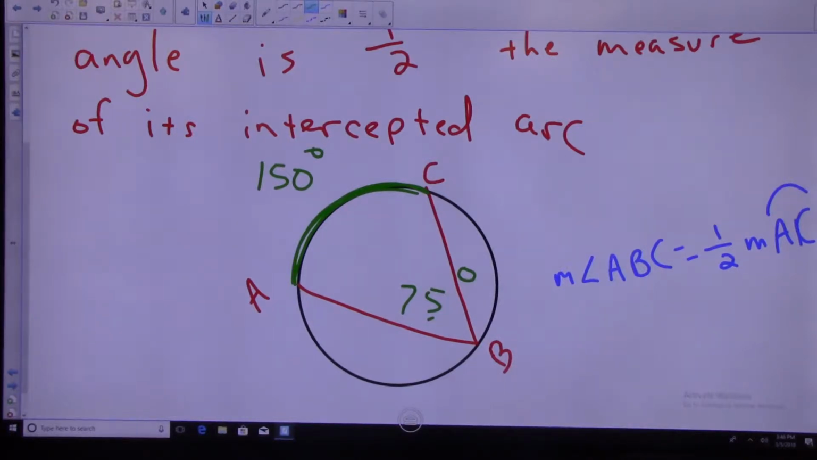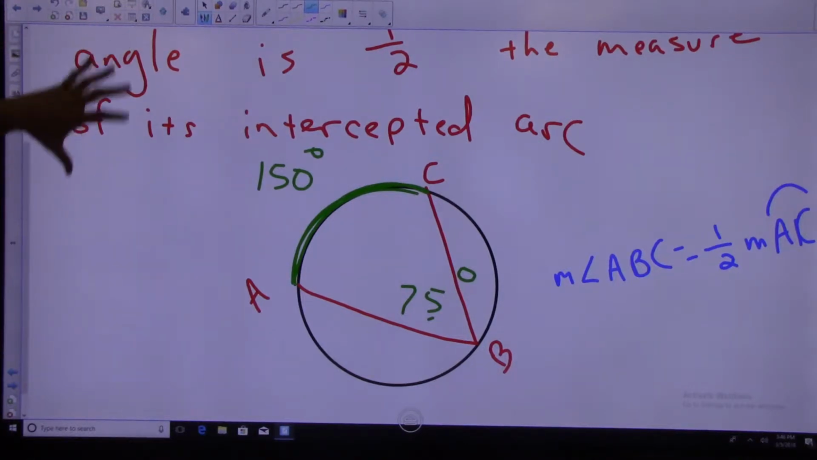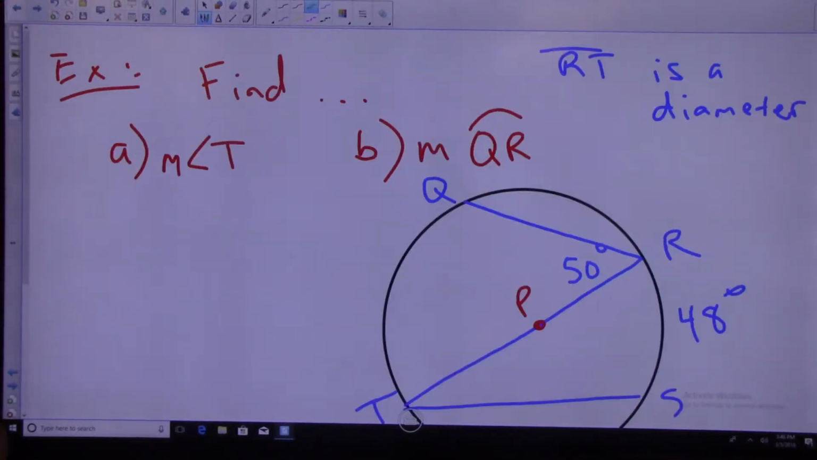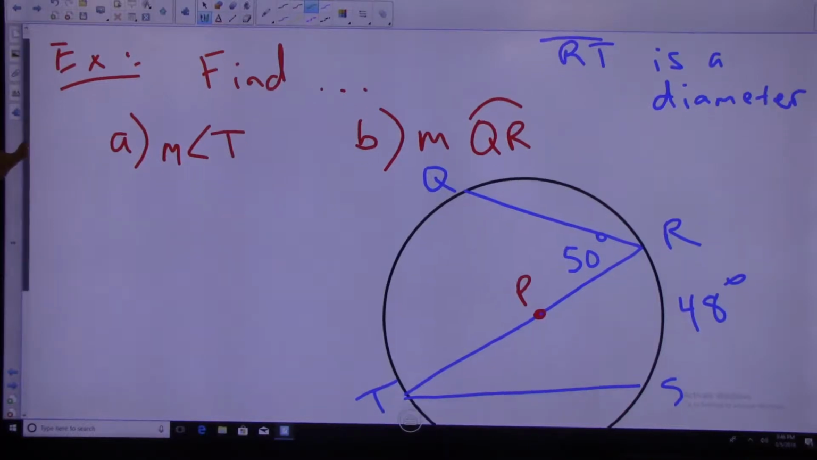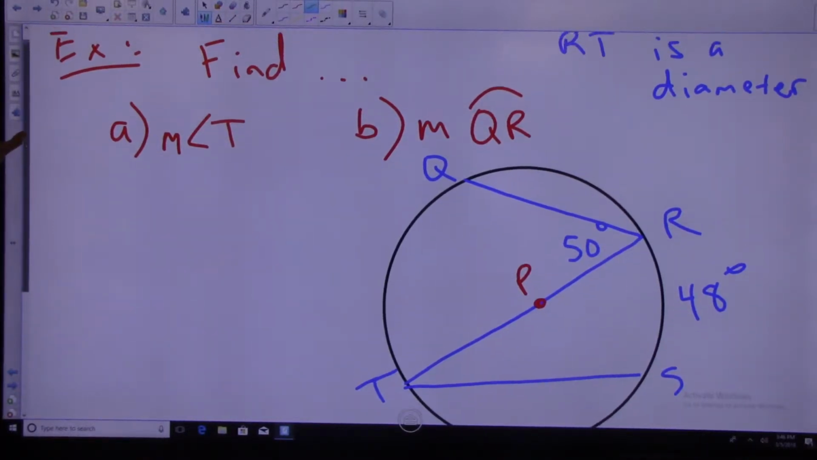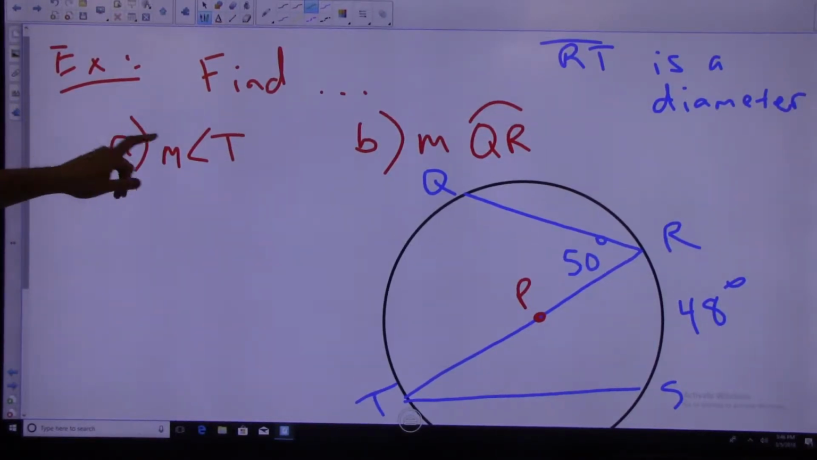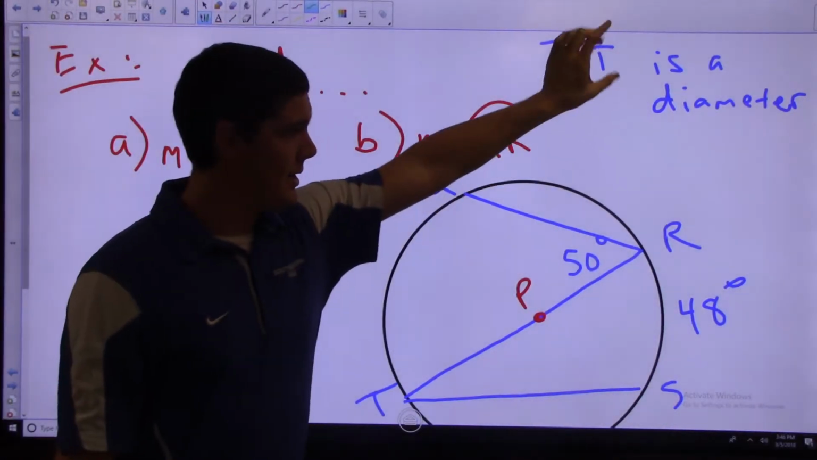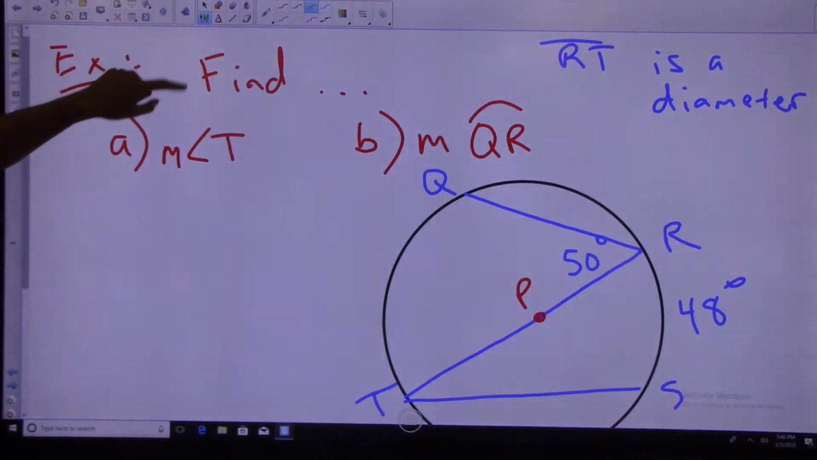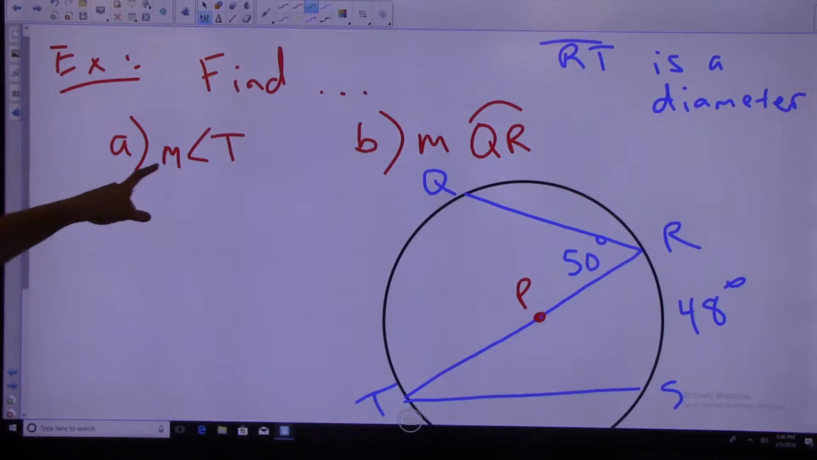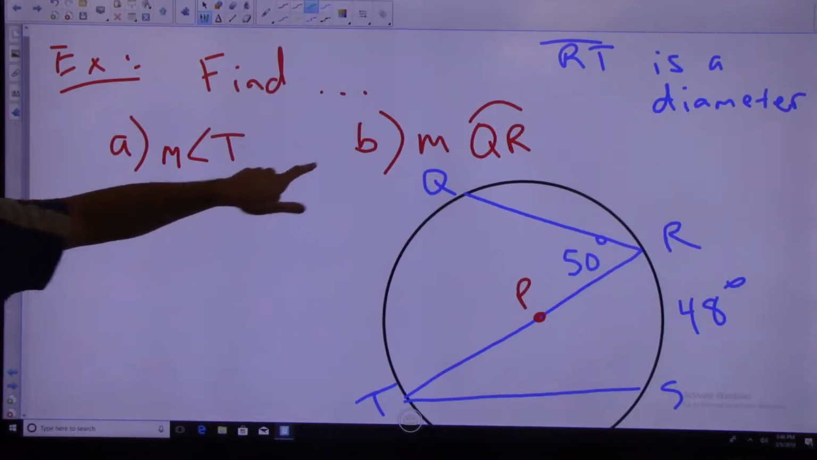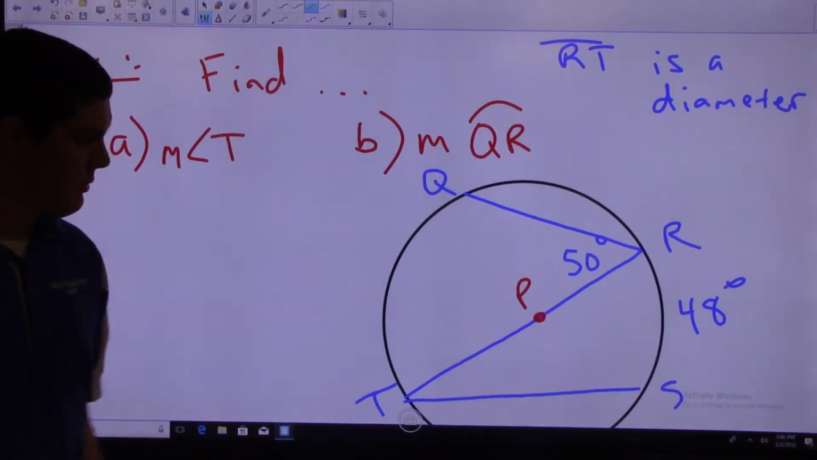So let's work through some examples. I've got you some examples there. Two examples we're going to go over here real quick. So the first one is just reviewing this concept. See if we know how to do this. So let's find, and by the way, I have this listed: if RT is the diameter, I've got that written down on your guided notes. We want to find both of these things. So let's find the measure of angle T, which I have written down, and the measure of arc QR. I've got that written down as well.